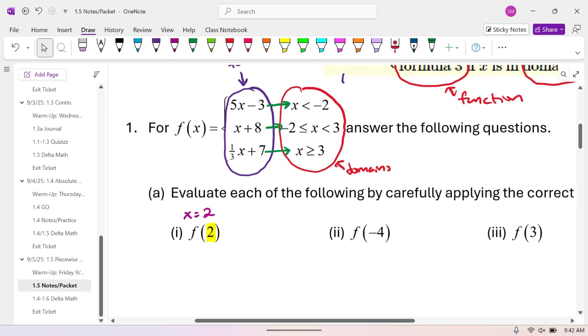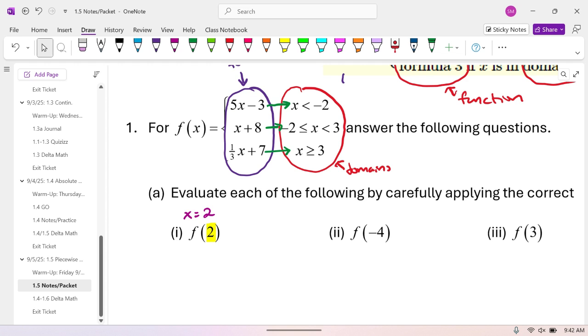So the very first thing I'm going to do before I start plugging things in and getting an answer, I need to figure out which of these three functions I have to use, because I'm only going to use one of them. All right? The way I do that is by taking this 2 and plugging it into each of the domains. And the inequality that's true, if we say it out loud to ourselves, is the one that we pick. All right? So let's just go through this.